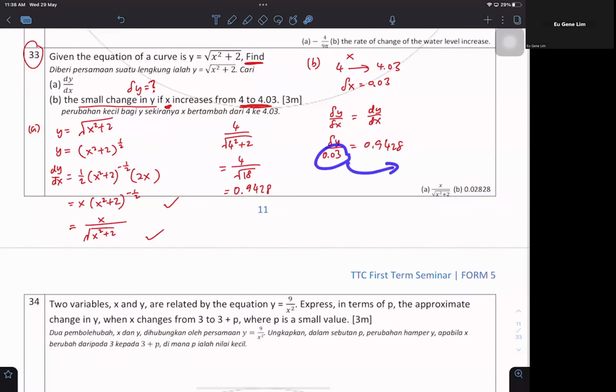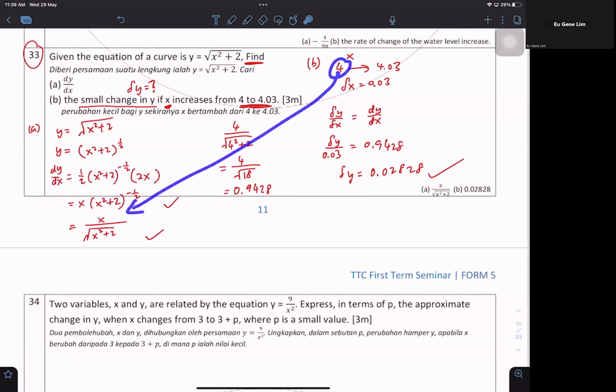Then you bring over the times. That's the answer. 0.9428 times 0.03 is 0.02828. Understand? Okay, so far okay. So that is how you do the delta question. I mean the approximate question. Always sub the original x into the dy/dx to get the dy/dx here.